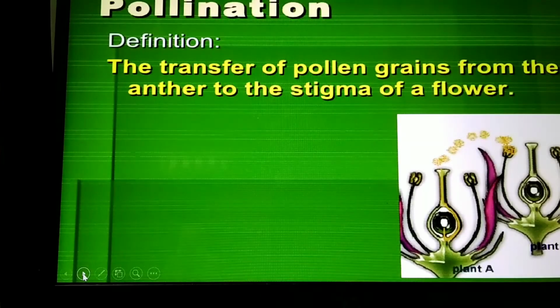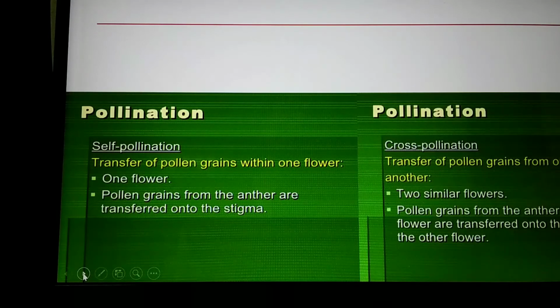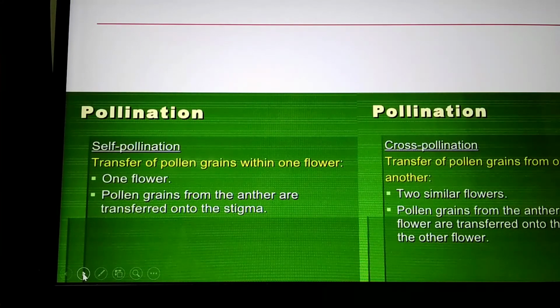Now once again, pollination, the transfer of pollen grains from anther to the stigma of a flower is known as pollination. There are two types of pollination, self-pollination and cross-pollination. In self-pollination, only one flower is involved and transfer of pollen grains within that flower is occurring. That means the pollen grains from the anther are transferred onto the stigma of the same flower. Then cross-pollination, transfer of pollen grains from one flower to another, but here two similar flowers are involved. So pollen grains from the anther of one flower are transferred onto the stigma of the other flower.